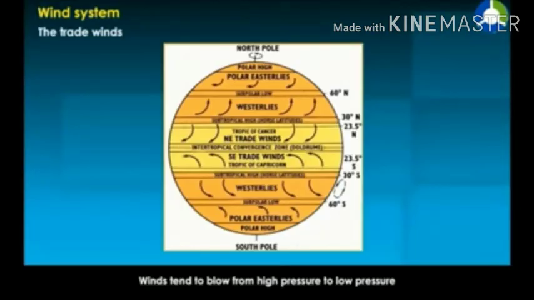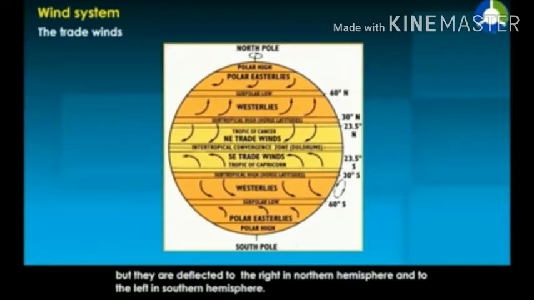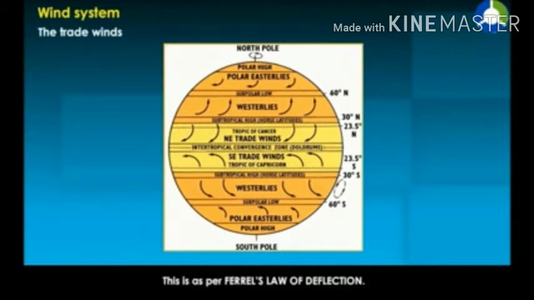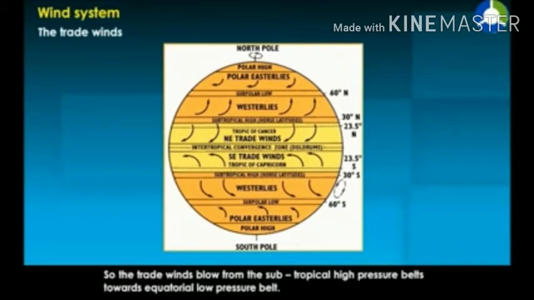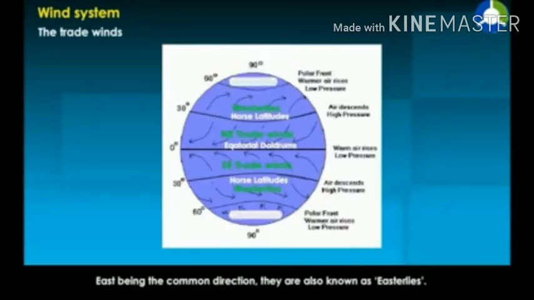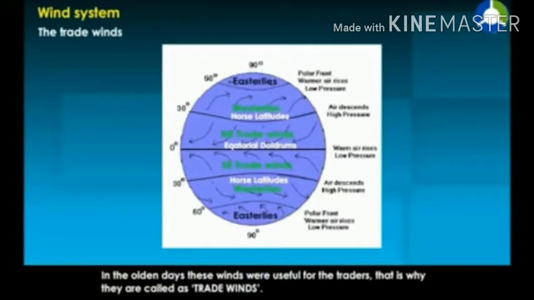Trade winds. Winds tend to blow from high pressure to low pressure, but they are deflected to the right in the northern hemisphere and to the left in the southern hemisphere. This is as per Ferrel's law of deflection. The trade winds blow from the subtropical high pressure belts towards the equatorial low pressure belt. East being the common direction, they are also known as easterlies. In the olden days, these winds were useful for the traders. That is why they are called the trade winds.